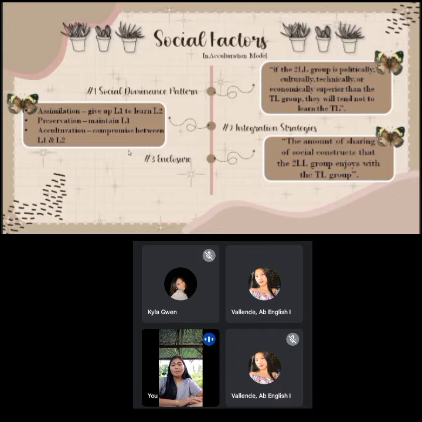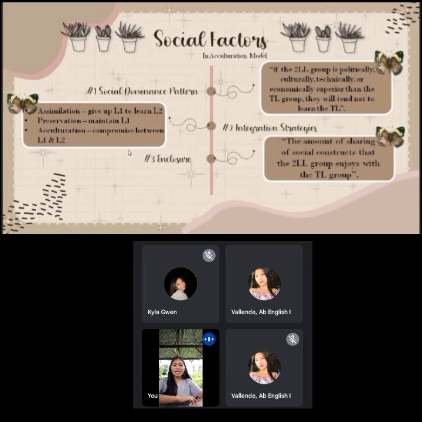According to Schumann, the proponent of this theory, assimilation leads to maximum contact between the second language learners and the target language, but acculturation can also provide a few contexts, though not as much as assimilation. And then, of course, number three will be preservation because there's resistance in language learning.